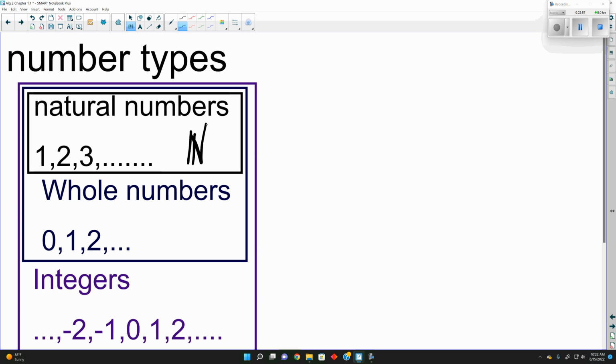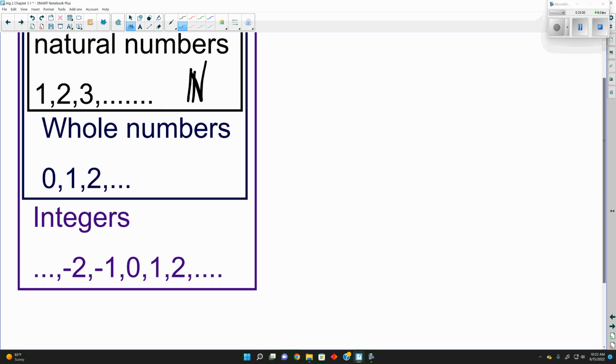So natural numbers was an N with 2 lines. What do we think integers would be? It is a Z with 2 lines, which makes absolutely no sense, because we would think I with 2 lines, but it's going to be Z, because integers now adds negatives, or negative numbers. So natural is 1 and greater, whole numbers is 0, 1 and greater. Integers is our negatives and positives.